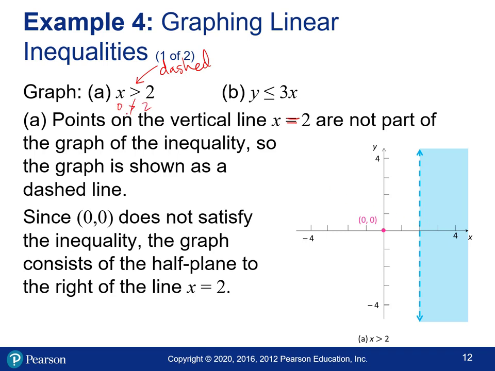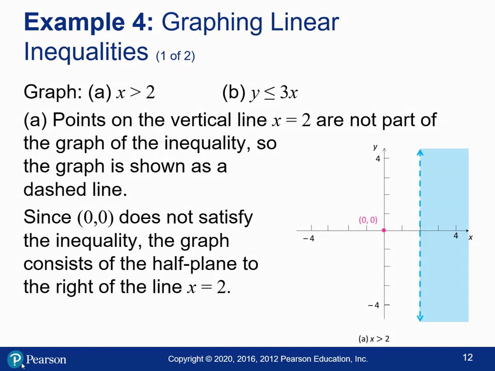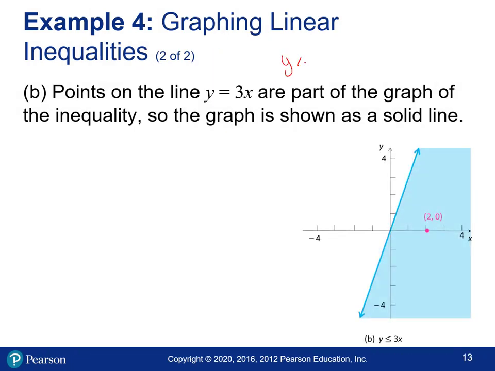But also, if you just think about it, x greater than 2 is all the numbers to the right of 2, or larger than 2. So we would shade to the right of our line. x is equal to 2 here, dashed, and so the answer to that, or that graph, is all of this region here. And so our next one, y is less than or equal to 3x.